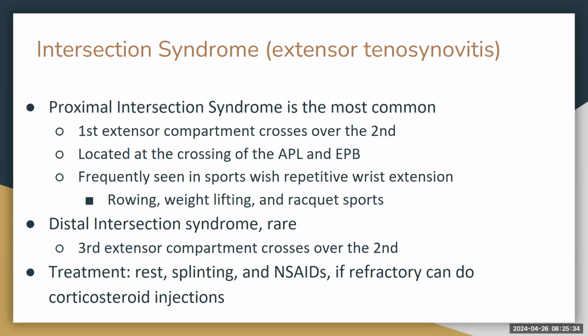And so treatment includes rest, splinting, and NSAIDs. If refractory, you can do steroid injections, but it's something to keep in mind.